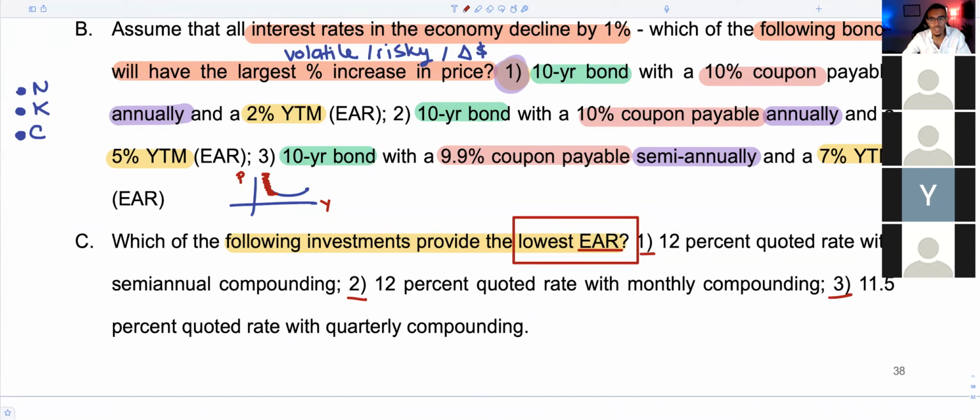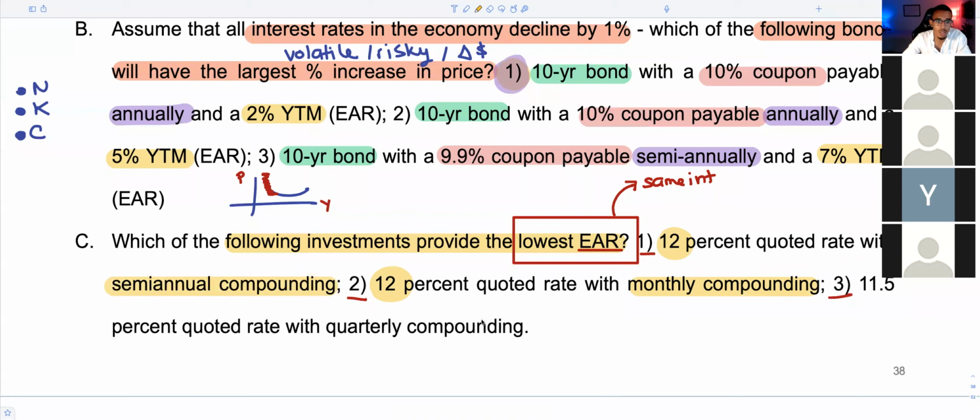One, 3, 2. Okay, so let's do this. When you have questions like these on your exam, you want to group them into buckets. Okay, you want to group those who have the same interest rates, and compare them together. In this case, we have option 1 and option 2, who have the same interest rate, but they have different compounding periods. All right, so let me ask you this.